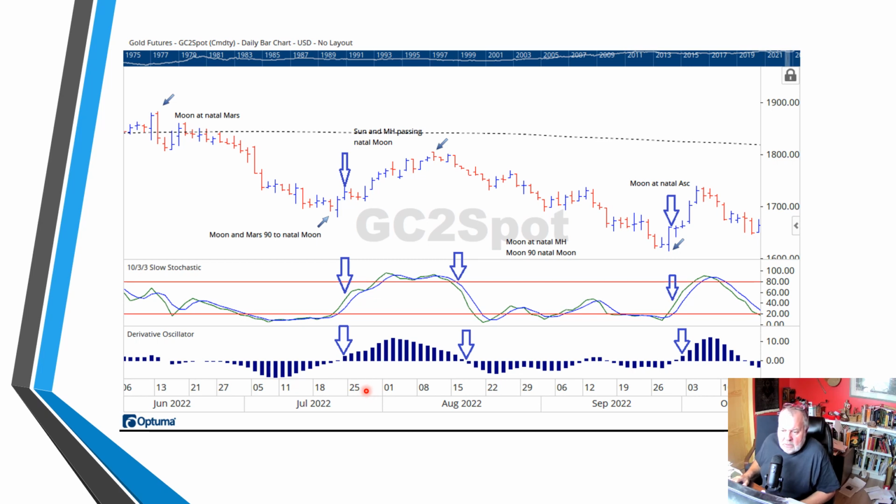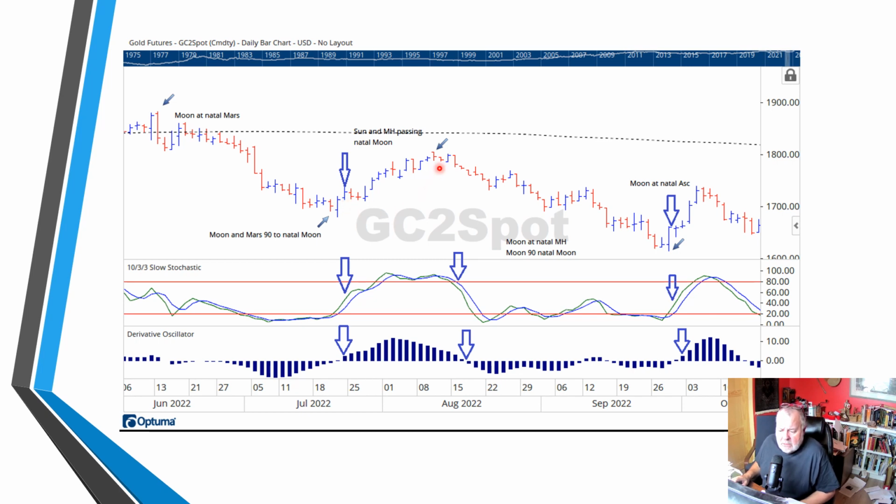Okay, so if a person was trading gold futures, I'm going to take you to July of 2022. You've got your cosmic event, and it was Moon and Mars being 90 degrees square to the natal moon. You've got your histogram bars on your derivative oscillator turning positive, getting above the zero line. You've got your slow stochastic having crossed over and given you a positive indication. So two technical chart indicators and a pair of cosmic events. Would you have bought gold there? Yeah, you would have.